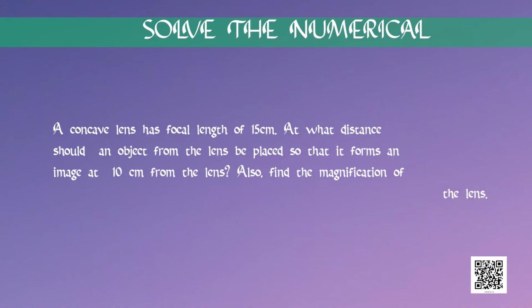Let us now try out a numerical on concave lens. A concave lens has focal length of 15 cm. At what distance should an object from the lens be placed so that it forms an image at 10 cm from the lens? Also, find the magnification of the lens.